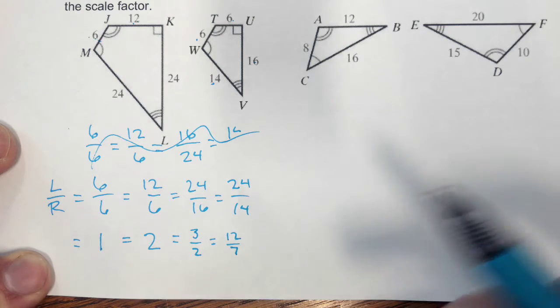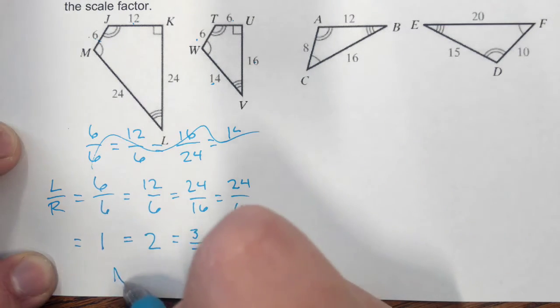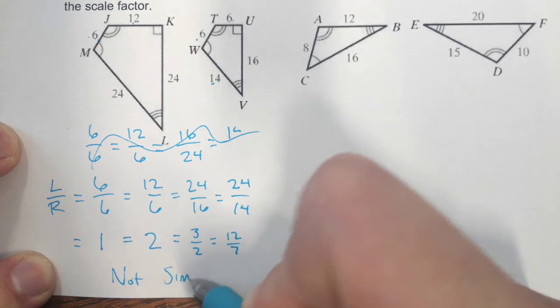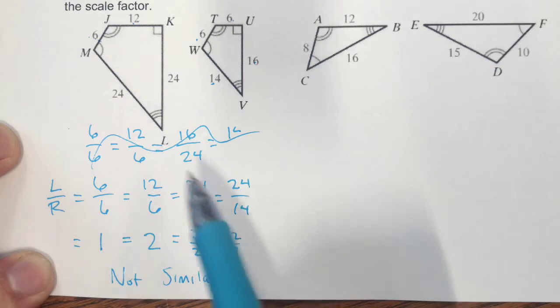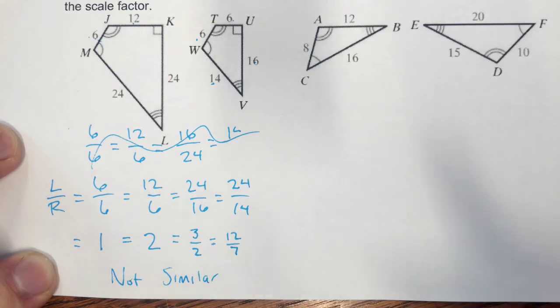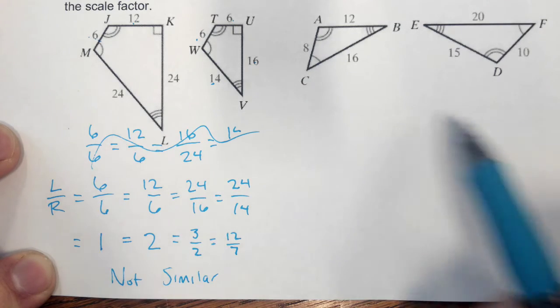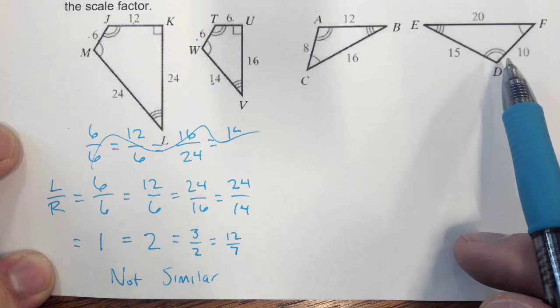So they're not similar. They all have to be the same number in order to be similar, and none of them came out to be the same. They're all different from each other. All right, let's look at the next one.